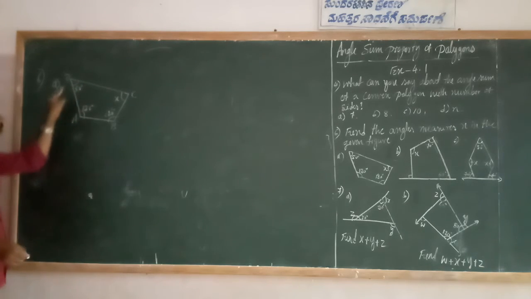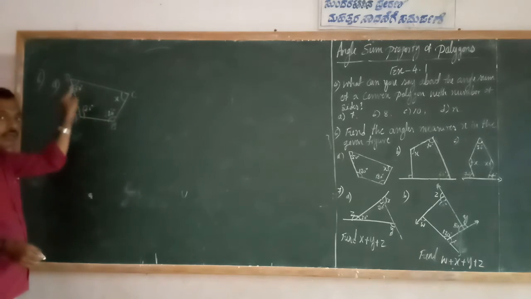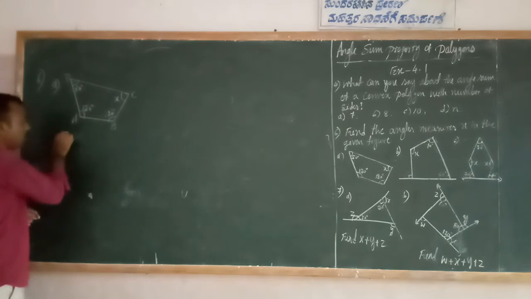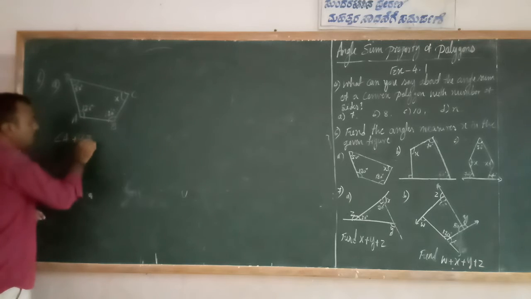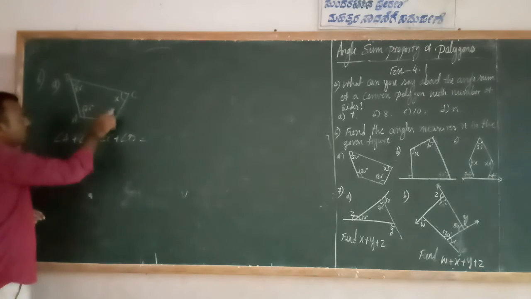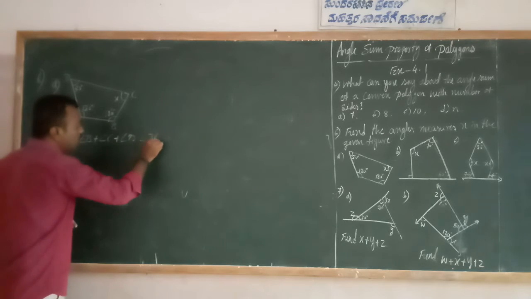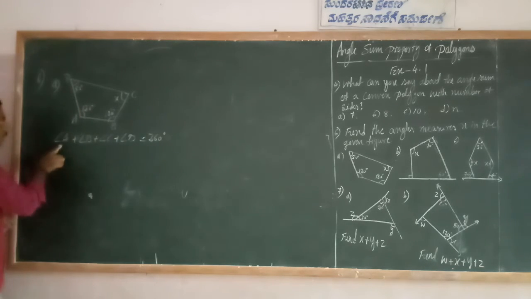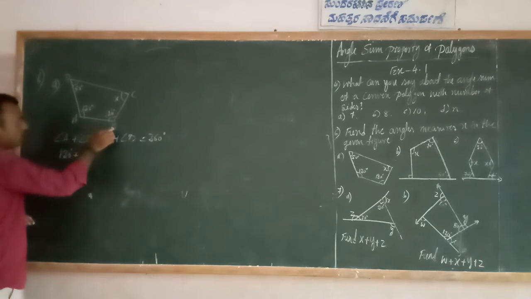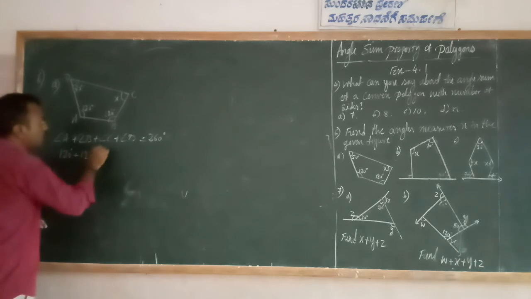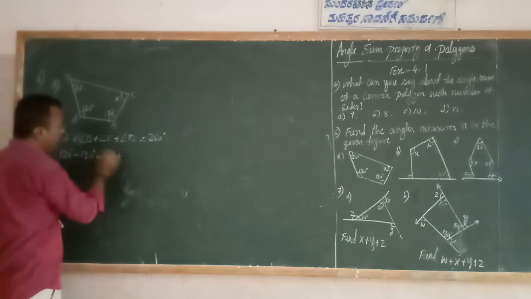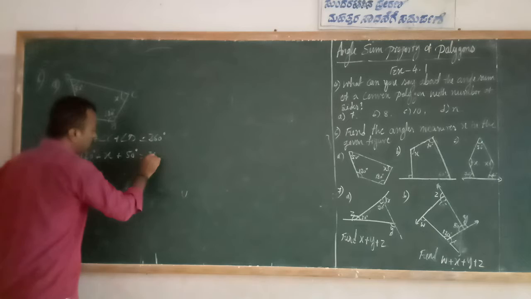We know the angle sum property of a quadrilateral: how many degrees? 360 degrees. I am using that property here. Angle A plus angle B plus angle C plus angle D, the sum of these four angles, becomes 360 degrees. Angle A is 130 degrees, plus angle B, 120 degrees, plus angle C, which we don't know, that's why x, plus angle D, 50 degrees, is equal to 360 degrees.